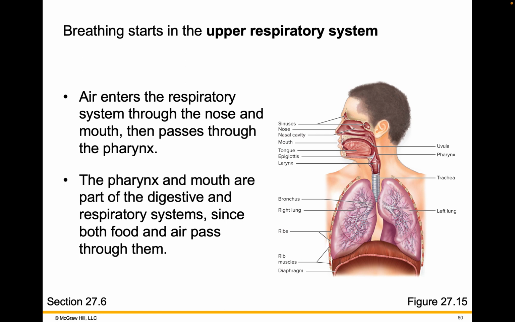Breathing starts in the upper respiratory system. So this is where air enters your body through the nose and mouth and then passes through your pharynx. The pharynx and the mouth are part of both the digestive and respiratory systems, since both food and air pass through them.